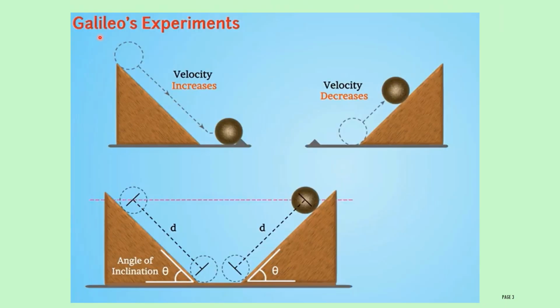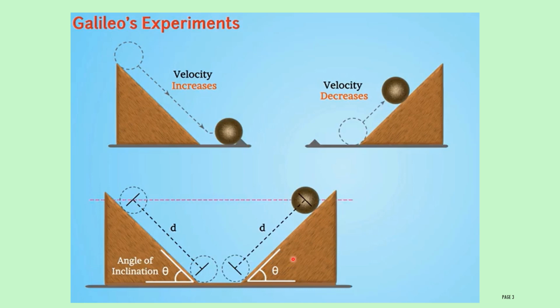Let us study Galileo's experiment in detail. Galileo did many experiments on bodies in motion. Let us consider the inclined plane. If you roll the ball on the inclined plane, the ball will move downwards, and its velocity will increase as it moves down the inclined plane. Now consider the second case. If the ball moves up the inclined plane, its velocity will decrease.